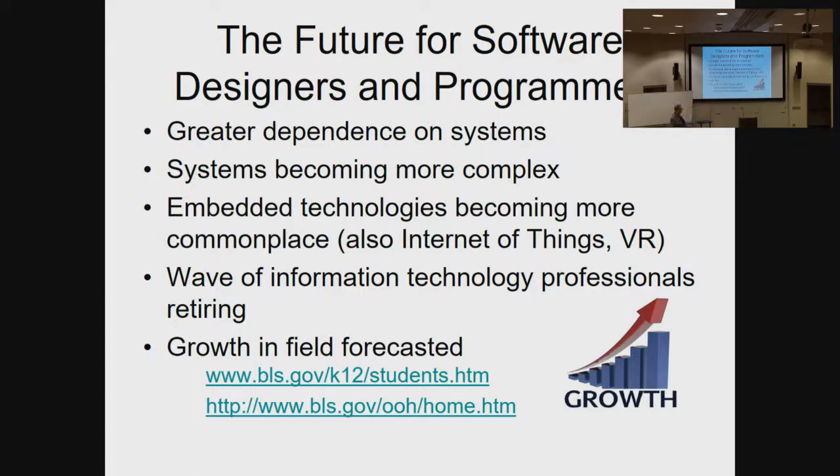So we've provided you with a couple of links here. There's an excellent link there for the Bureau of Labor Statistics. It's specifically designed to have items of interest to K-12 school system students. Growth in the field is forecasted for both software engineering and programming, and you can look at the other information technology related fields while you're there as well.